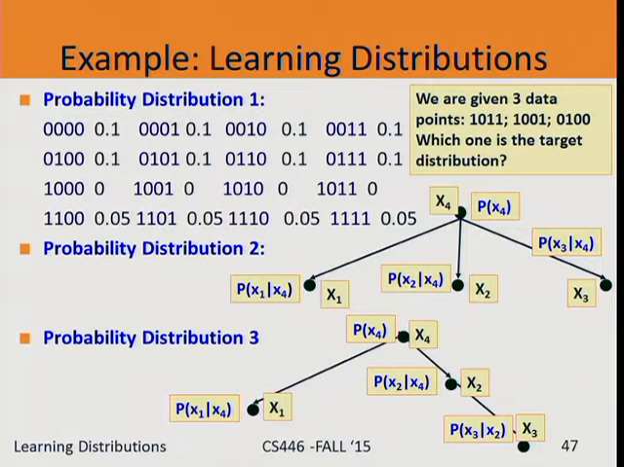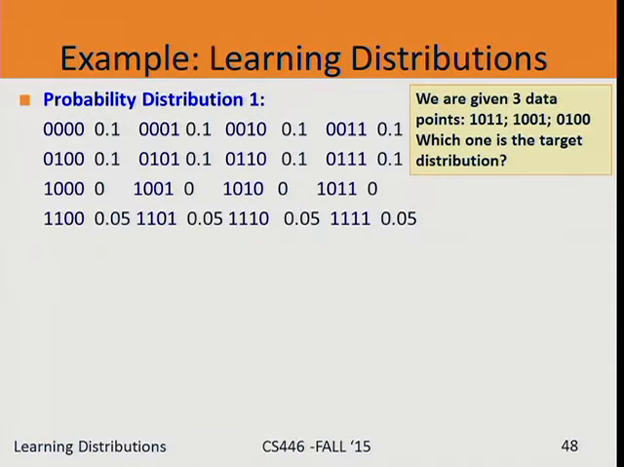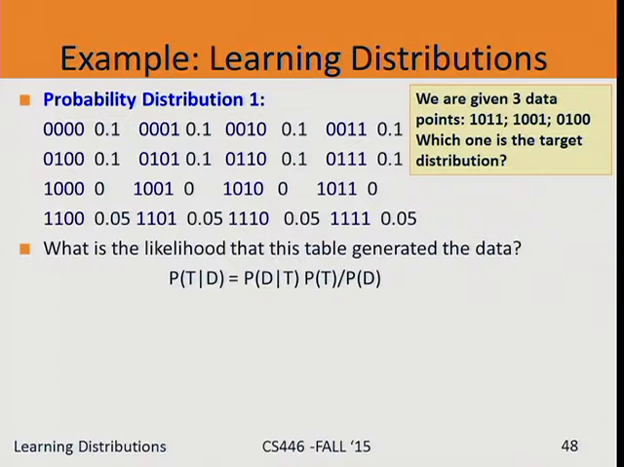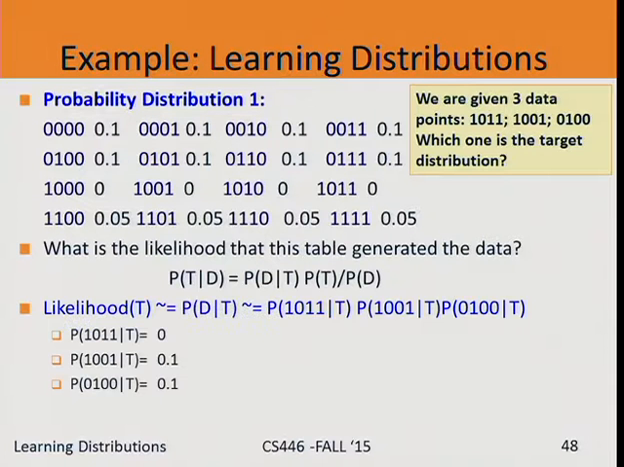And you can do the same computation for all the other two, and this is what we're going to do now. So what's the likelihood that this table generated the data? I'm going to compute the probability of the table given the data. Now we know how to do this. It's the probability of the data given the table times P of T divided by P of D. And in this case, as you observe, the probability of 1011 given the table is zero. And therefore, the product over all three data points is also going to be zero. This table did not generate this sample.